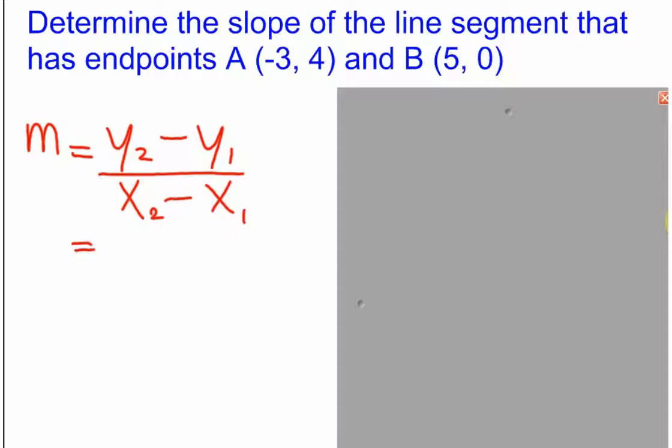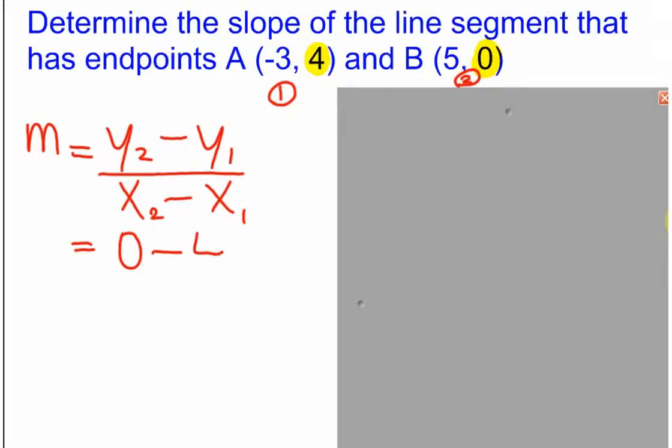So, where is the y coordinate for the second ordered pair? Well, we have to make a decision. We're going to label these ordered pairs as the first ordered pair and the second ordered pair. Once we do that, the y coordinate for the second ordered pair is right there. It's 0. So, 0 minus, and then we go to the y coordinate for the first ordered pair. It's 4. There it is.